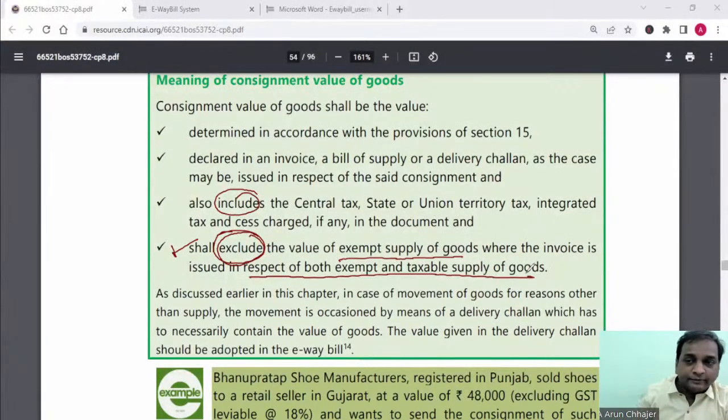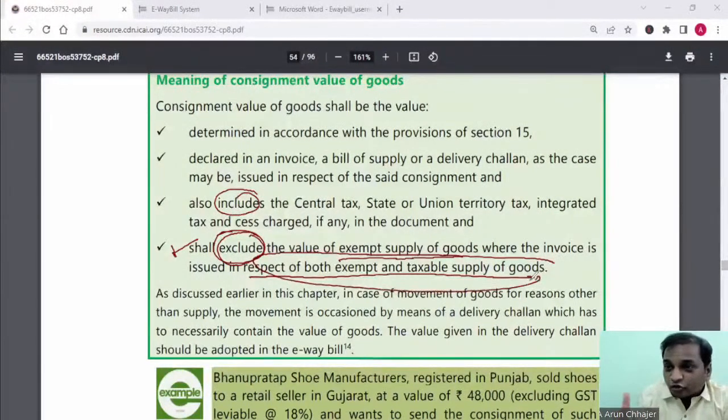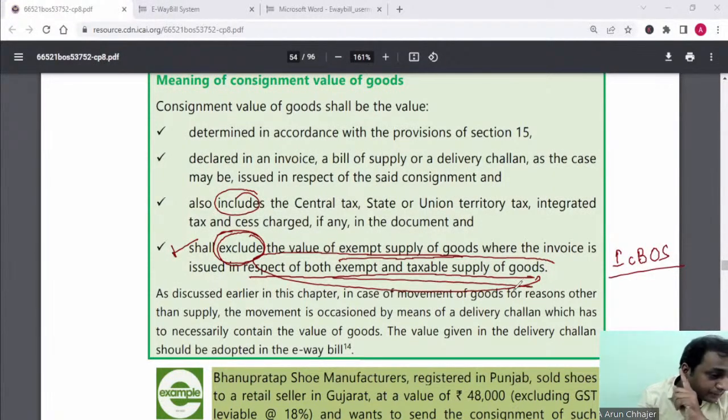Can anybody tell me when we can prepare the single document named as invoice cum bill of supply? When can one prepare the invoice cum bill of supply for exempt and taxable goods supplied together?